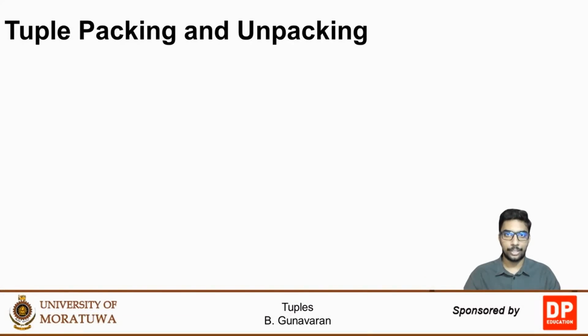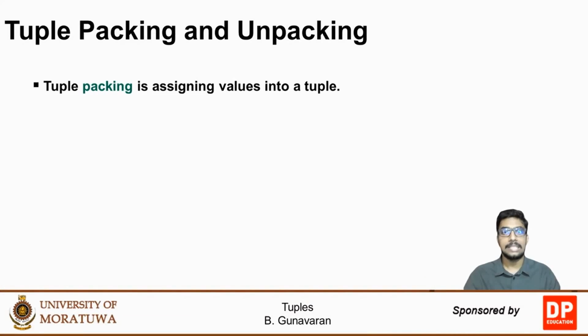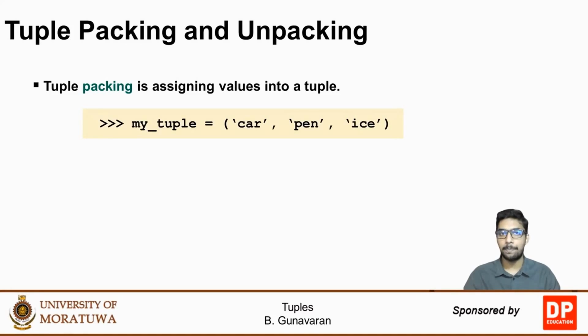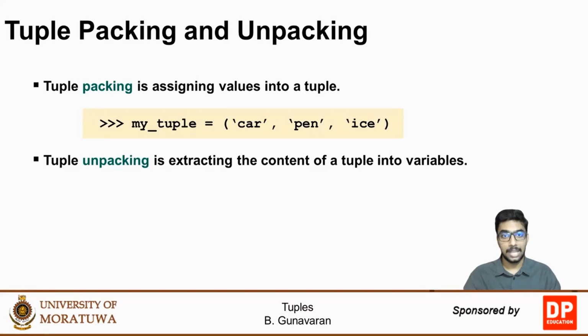The next topic we are going to discuss is tuple unpacking. Before that, what is tuple packing? Tuple packing is nothing but assigning values into a tuple. In this example, we are assigning the values car, pen, and ice into a tuple. This is called tuple packing. Tuple unpacking is extracting the content of a tuple into variables.